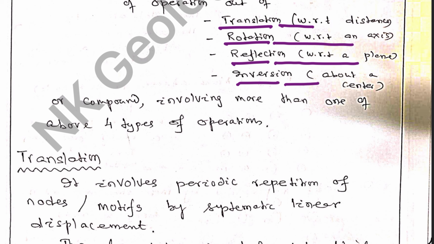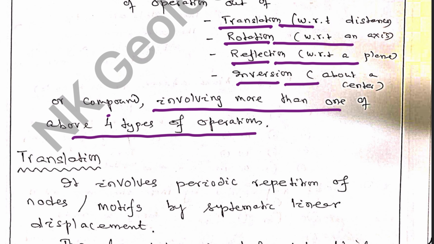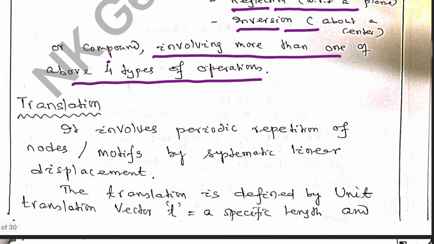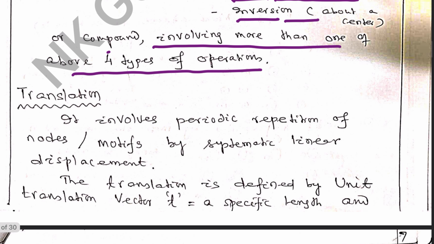Or there may be a compound symmetry operation involving more than one type of operation, out of about 4 types. There may be translation along with rotation, or rotation along with reflection. So this will be a compound operation. Let us discuss what is translation.